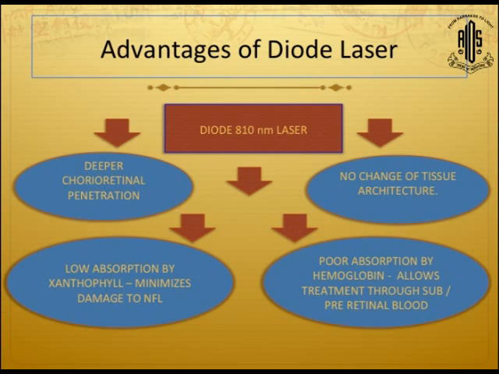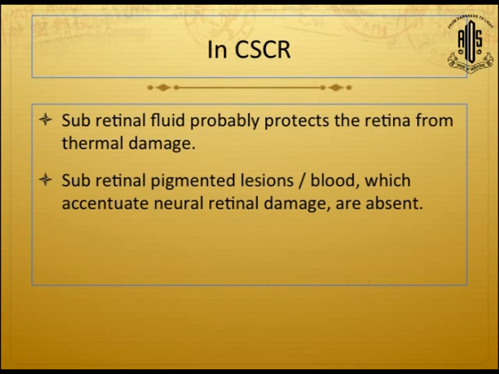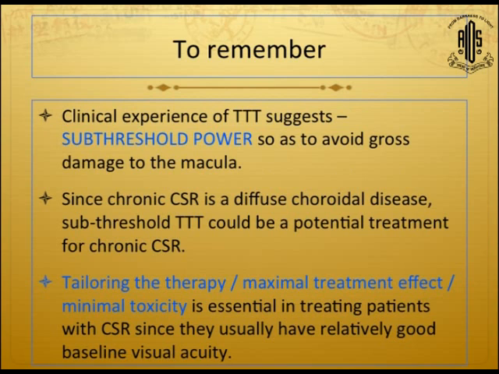The advantages of the 810 diode laser are that it has a deeper chorioretinal penetration. There is no change of the tissue architecture, and because of the low absorption by xanthophyll, it minimizes damage to the nerve fiber layer. Again, poor absorption by hemoglobin allows treatment through subretinal and preretinal heme in cases of CNVM. In CSR, the subretinal fluid protects the retina from thermal damage which might have been caused. And subretinal pigmented lesion and blood are actually absent in CSR, so it doesn't accentuate any neural retinal damage.